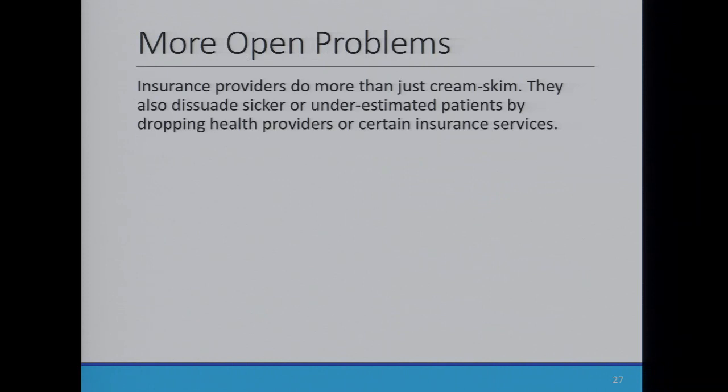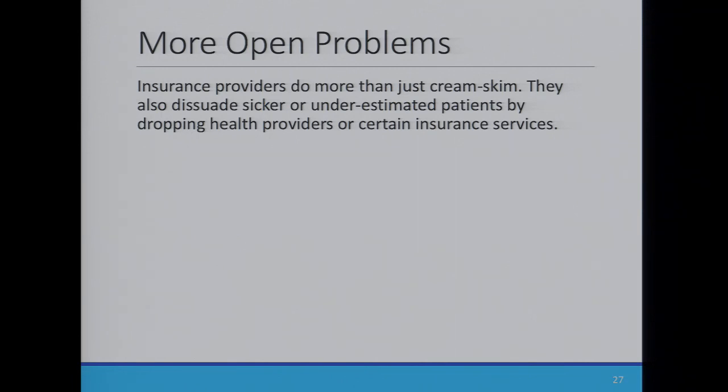And even more open problems. So insurance providers do more than just cream skim. They're also dissuading sicker patients by doing somewhat sketchy things like dropping health providers or certain insurance services. So maybe I don't want to cover pregnant women, so even though it's illegal to say I won't cover pregnant women, I'll just go and take all of the good OBGYNs and say, I'm not contracting with you anymore. And then when a pregnant woman looks at my plan, they will see that I don't have any of the coverage that they need, and so they won't come to me.